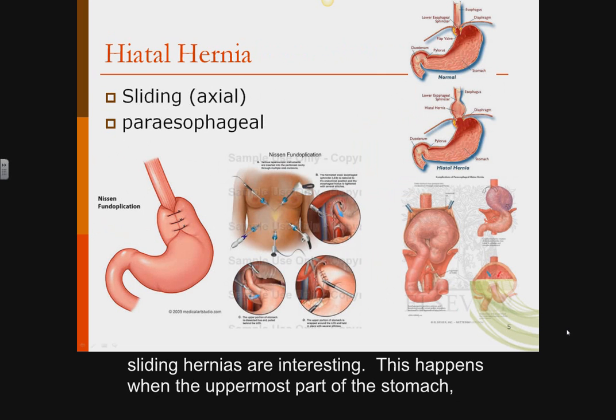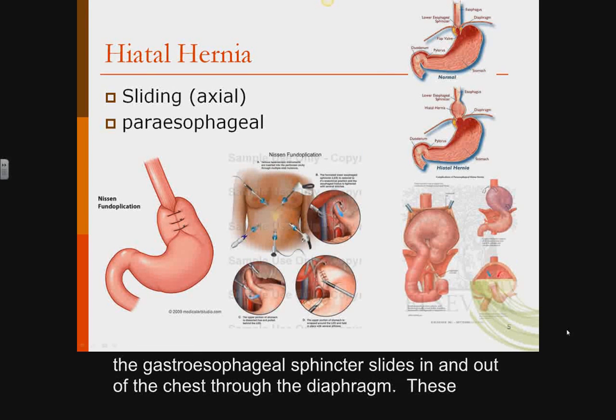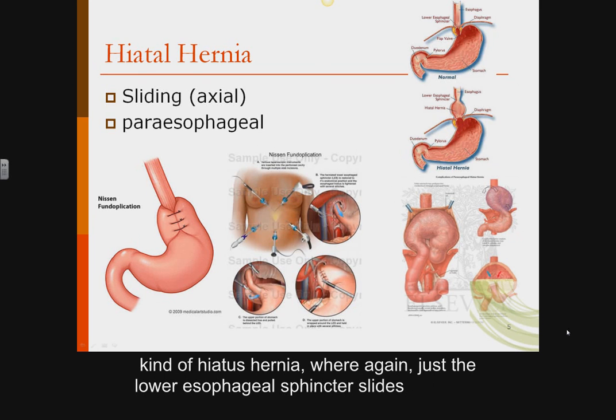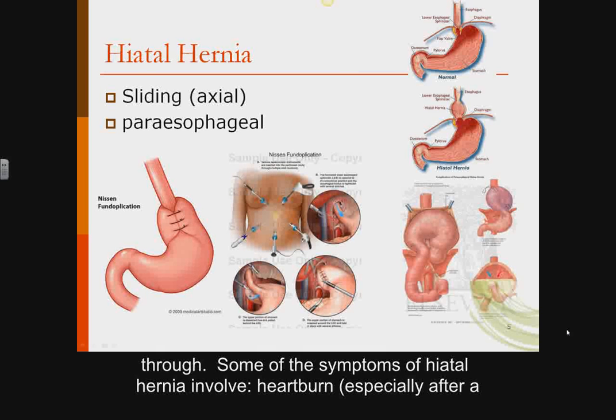Now, sliding. Sliding hernias are interesting. This happens when the uppermost part of the stomach, the gastroesophageal sphincter, slides in and out of the chest through the diaphragm. These hernias are generally small in nature and produce little to no symptoms. It is the most common kind of hiatus hernia, where again, just the lower esophageal sphincter slides through.